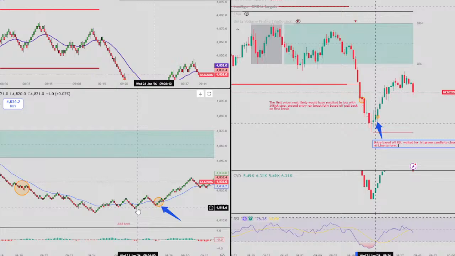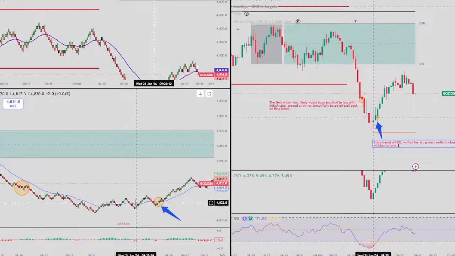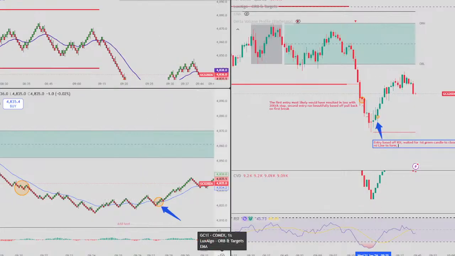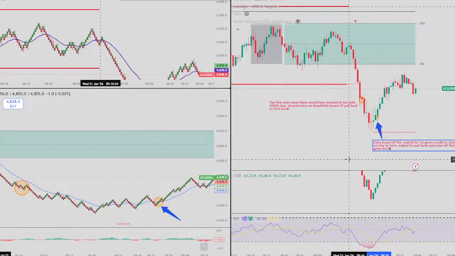So what did I say we did? So we waited for this, and this closed about here, which formed our first one. Then we waited for a pullback. Okay, I think that's correct.